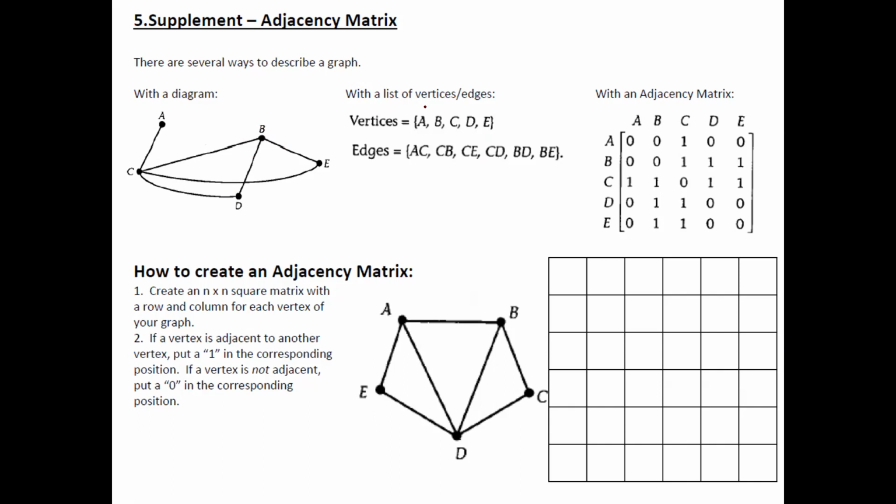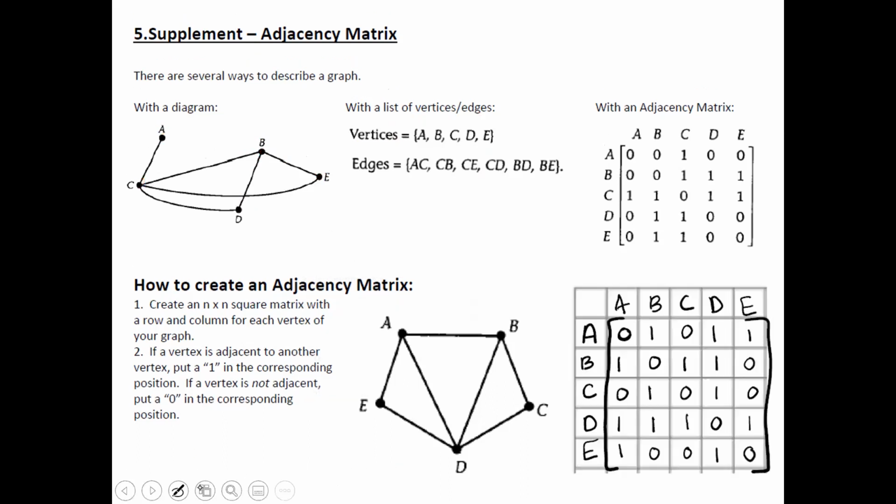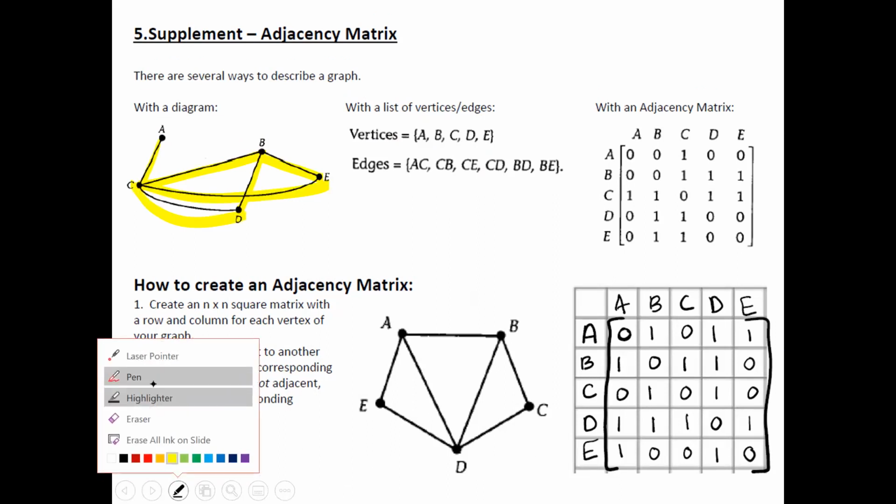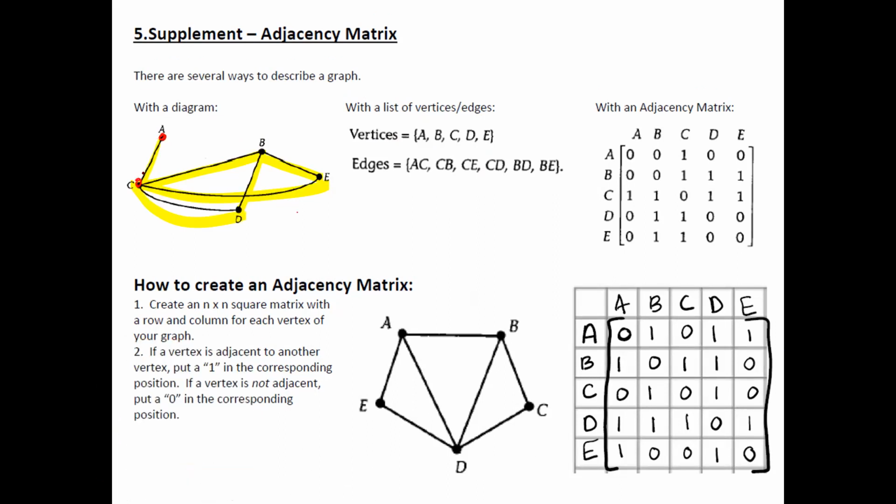Now, if you're describing it with a list of vertices or edges, you can list the vertices: A, B, C, D, E. And you can also list the edges, such as AC, CB, BD, BE, CE, and then CD. So, different ways of listing it.